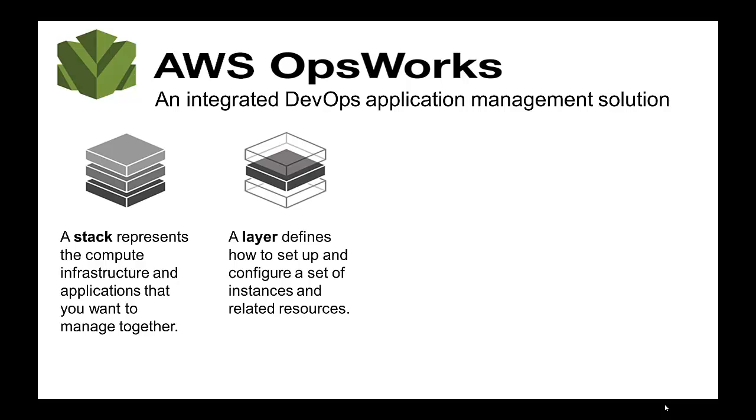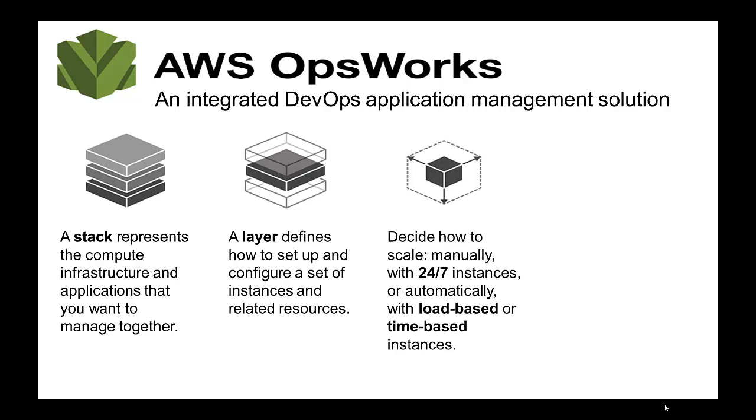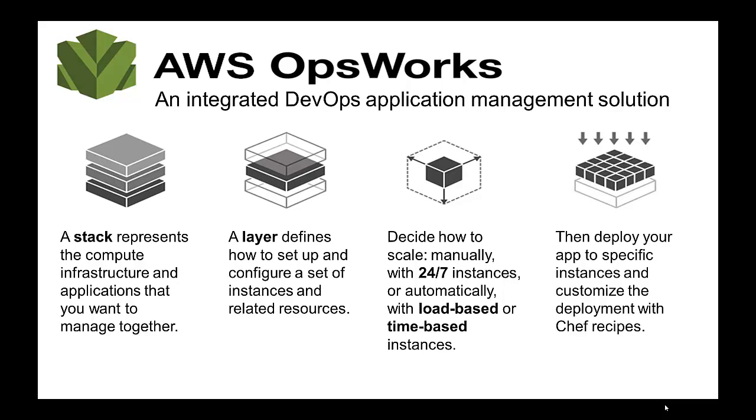After you've created a layer, you add one or more Amazon EC2 instances to that layer. You decide how to scale, either manually with 24/7 instances or automatically with load-based or time-based instances. Finally, you deploy your app to specific instances and customize the deployment with chef recipes.